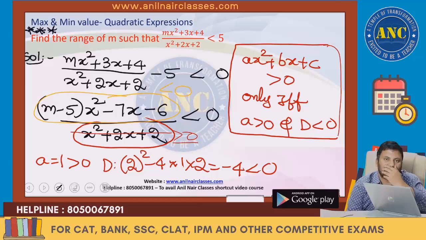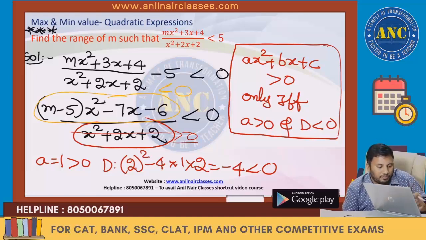Denominator is greater than 0. For a rational function to be less than 0, if the denominator is greater than 0, the numerator should be less than 0. I hope this idea is clear.